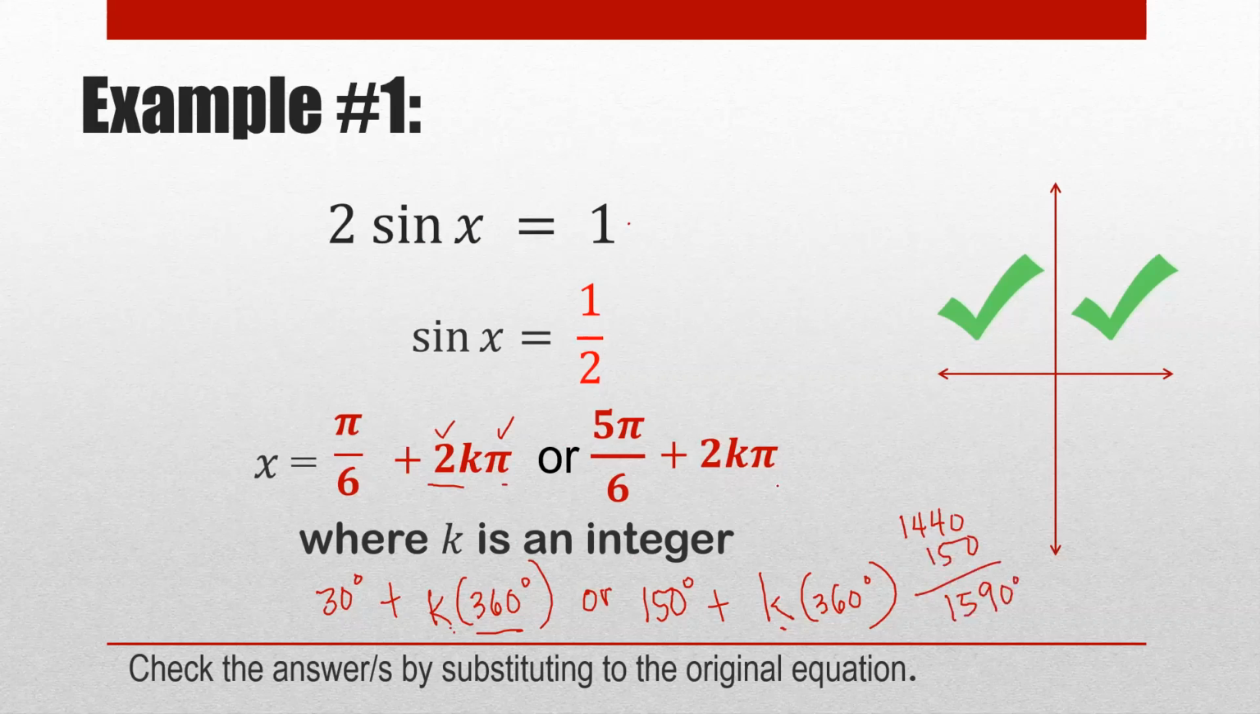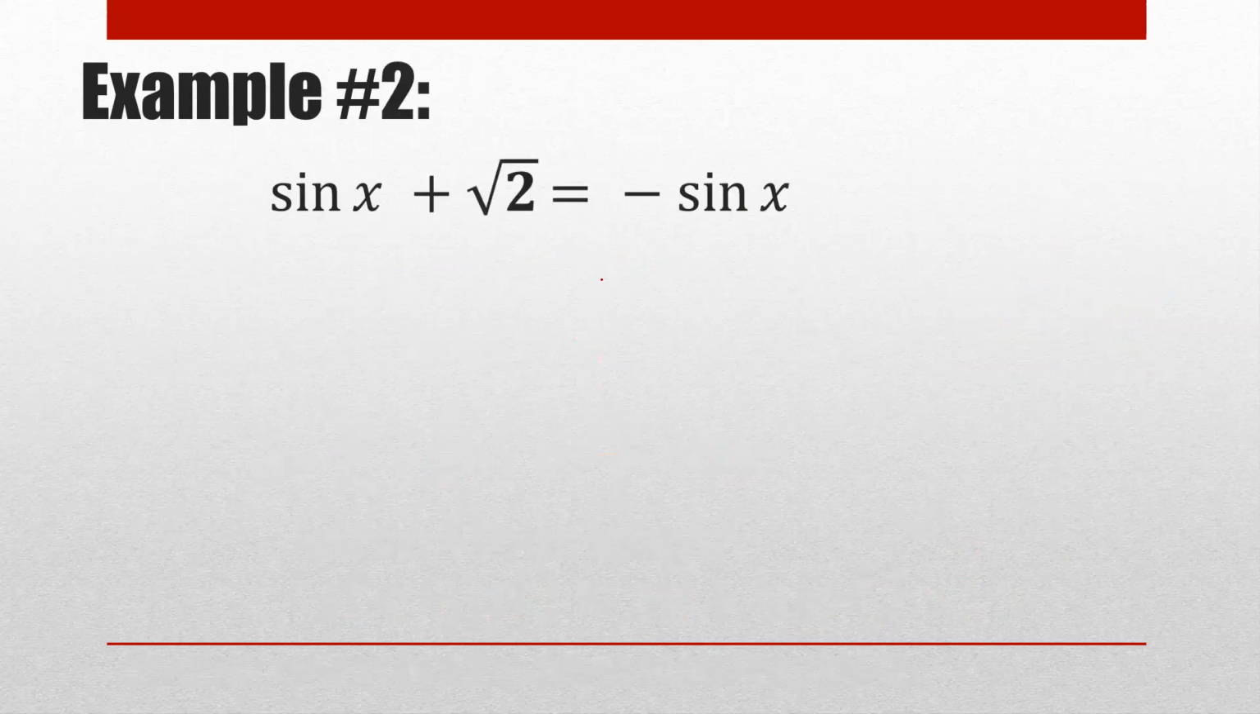1,590 degrees. Even if we input 2 times sine of 1,590 degrees, that will still be equal to 1. Okay? So, we have many values. We can check the answer or answers by substituting to the original equation. Now, what about in here?